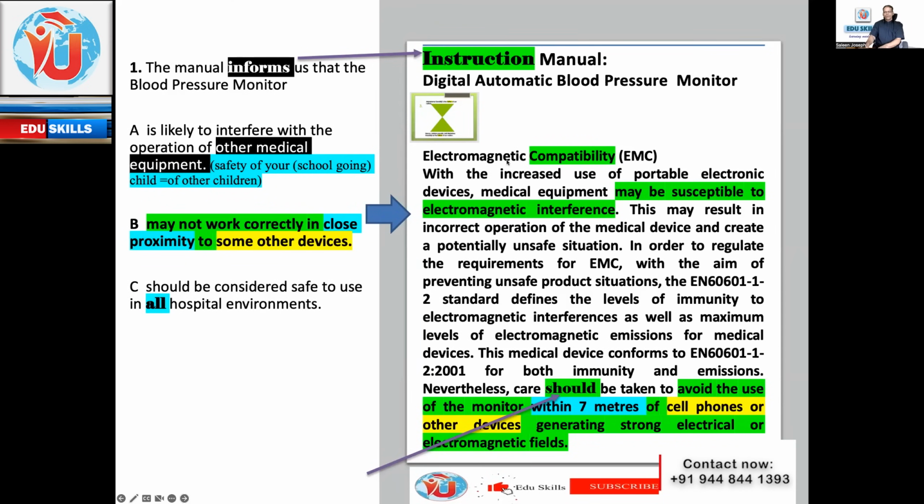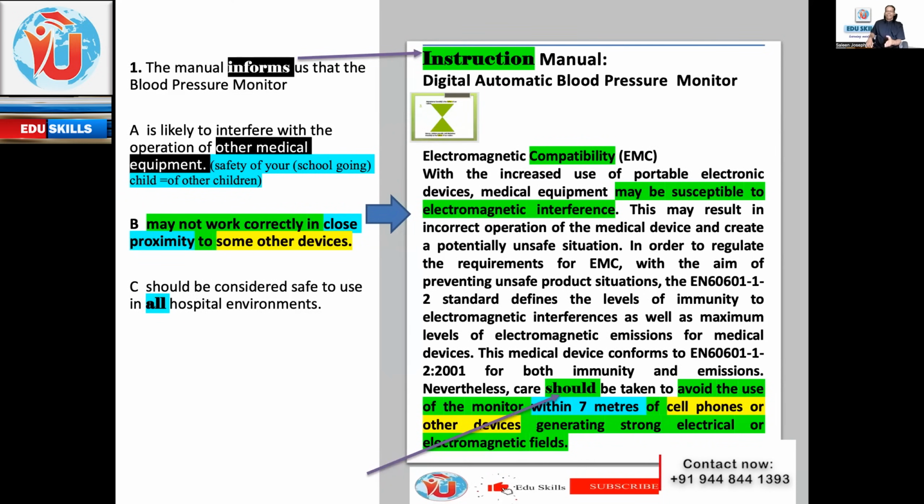So the trick you have to understand here is, we are speaking about other instruments, devices like cell phones and other electronic devices, having interference with the blood pressure monitor. One side you keep the blood pressure monitor, the other side you have so many cell phones and other things. Now your concern is that you are not able to use the blood pressure monitor because of electromagnetic interference from other electronic devices, including cell phones.